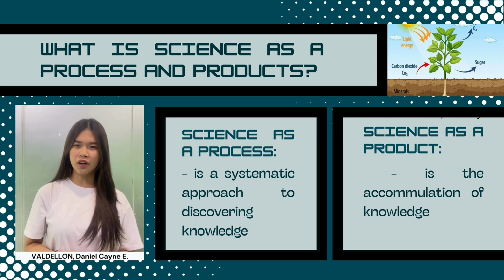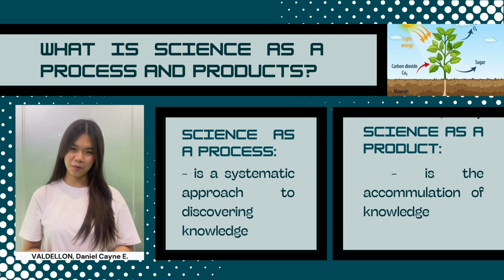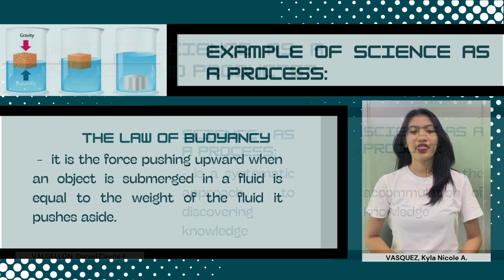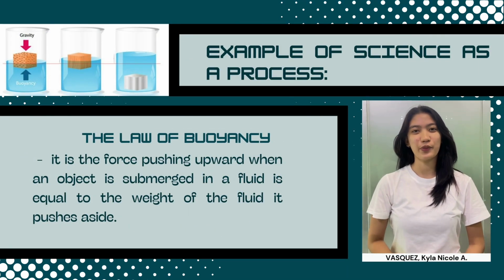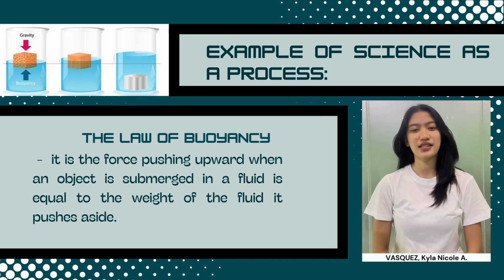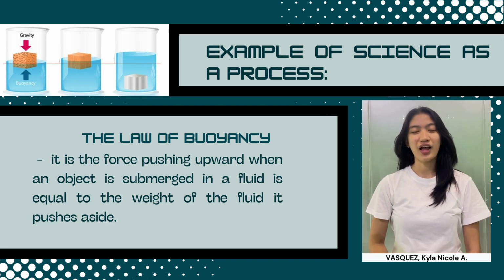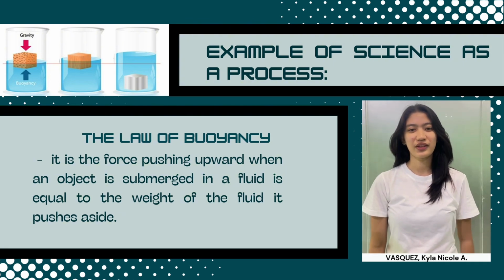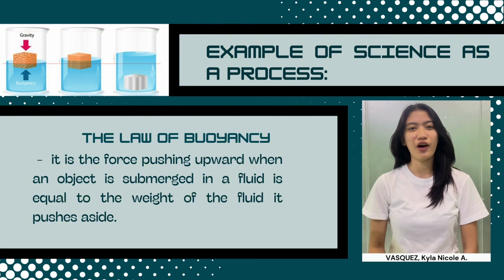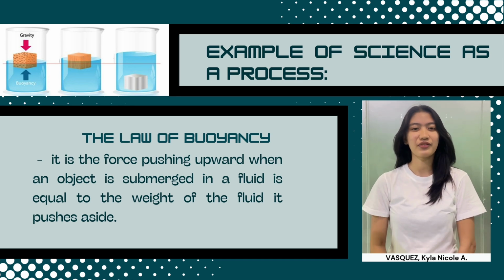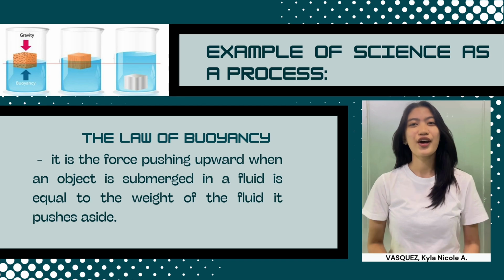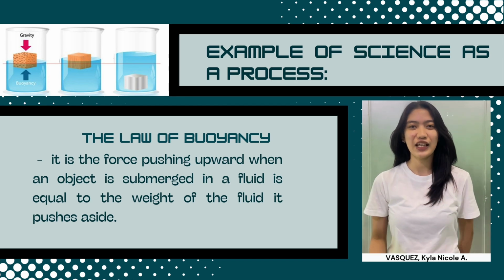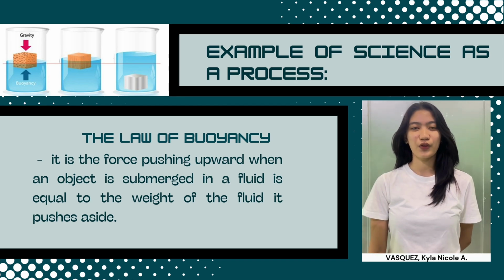Now let us move on to the example of science as a process. Now for an example of science as a process, the law of buoyancy. I noticed that some objects float, while others sink in water, which made me curious. I asked, why do some objects float and others sink? I guess that objects float if the upward force, buoyant force, is equal to or greater than their weight.